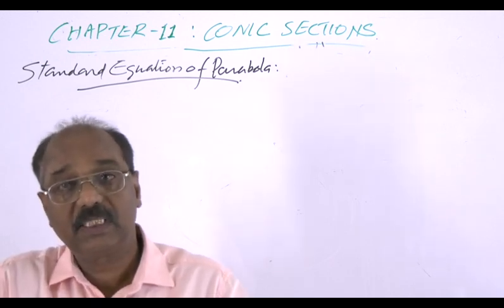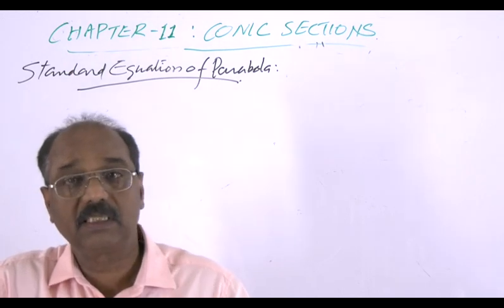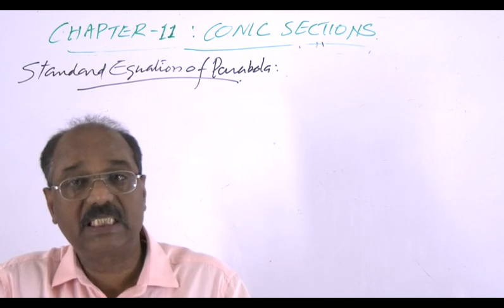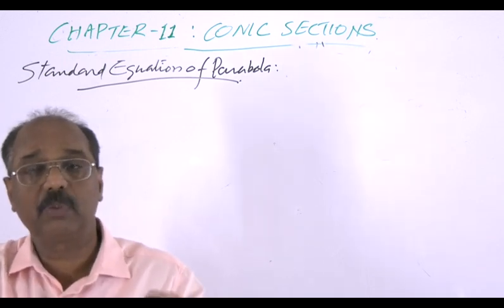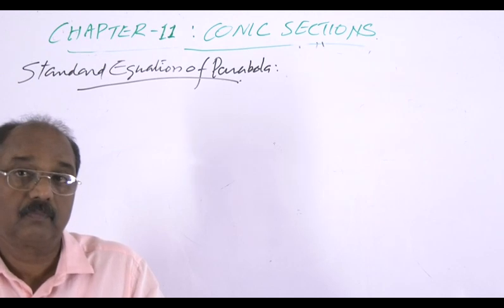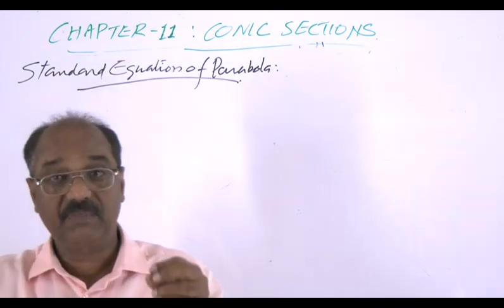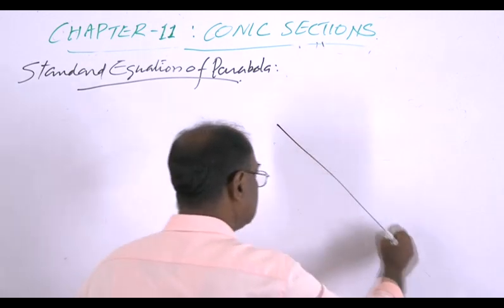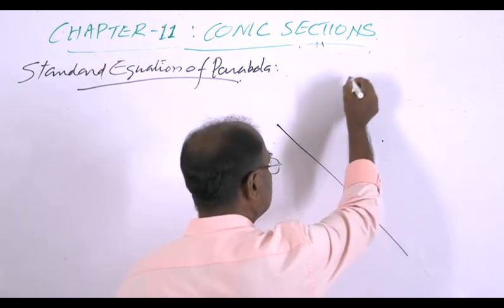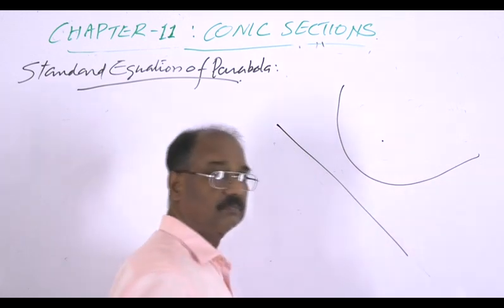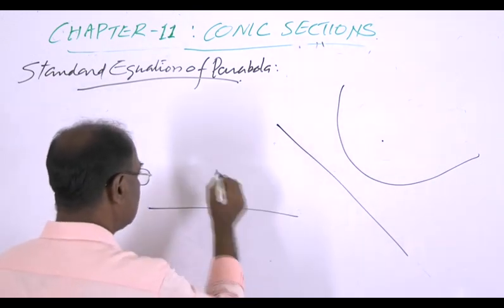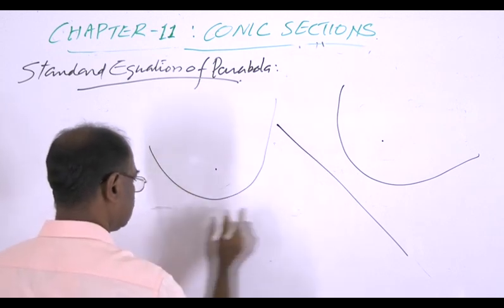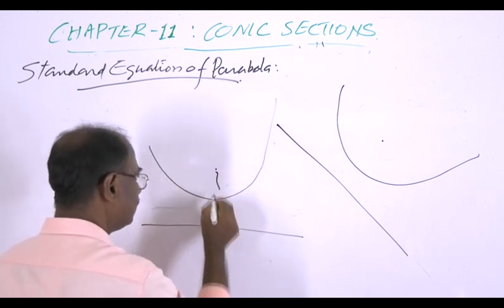The definition of the parabola is the collection of all those points which are equidistant from a fixed line and a fixed point in the plane, that we know. That is, there is a fixed line and a fixed point. If the line is like this and the point is here, then the parabola will be like this. If the line is like this and the point is this, then the parabola will be like this. So these distances are same.